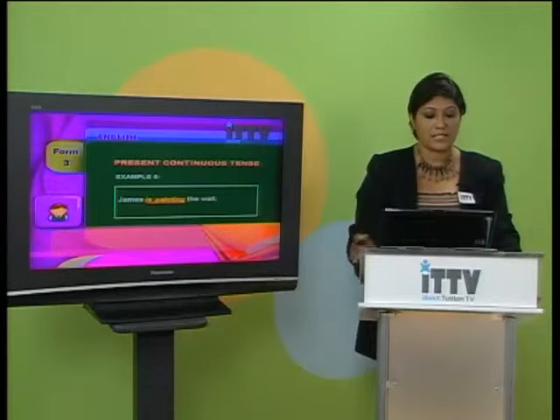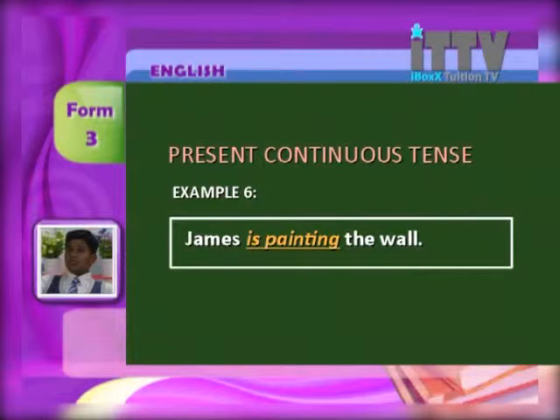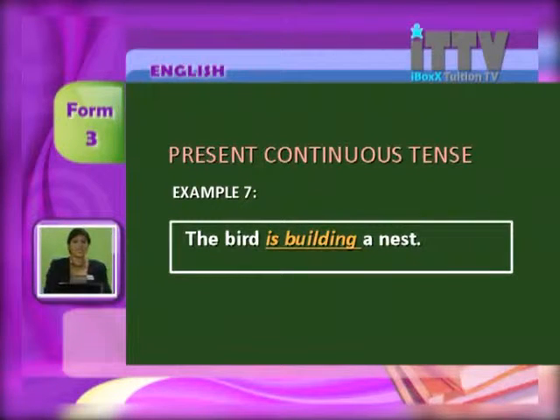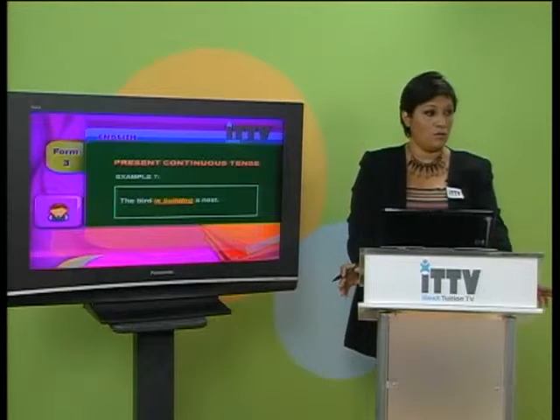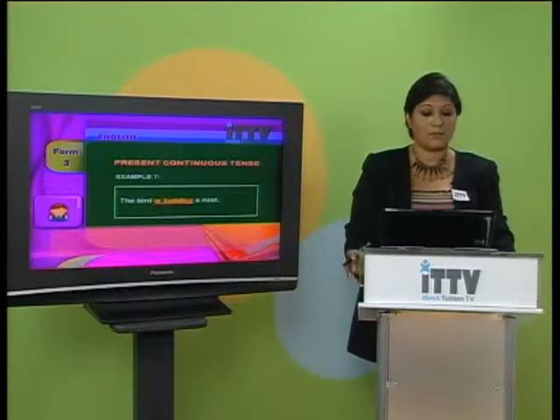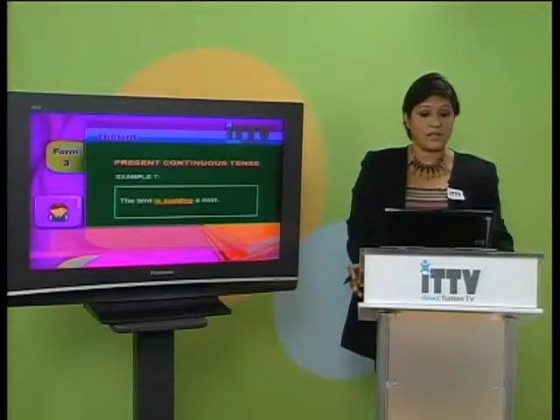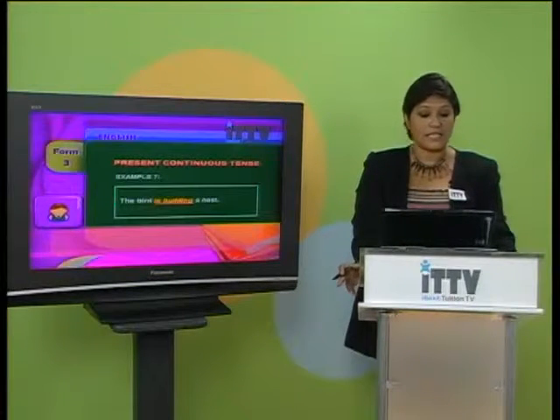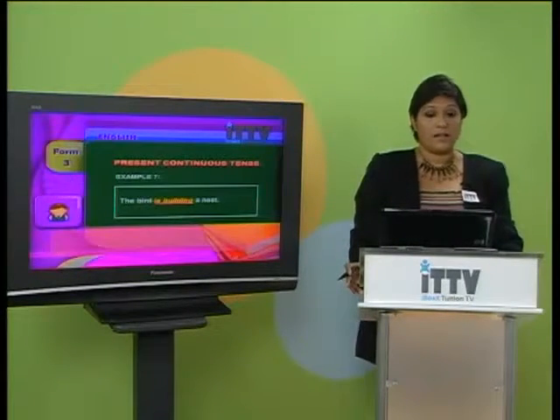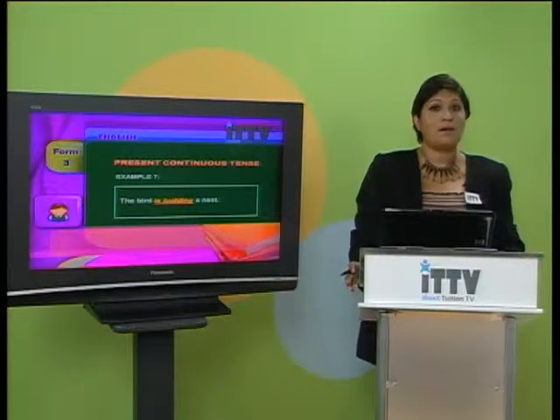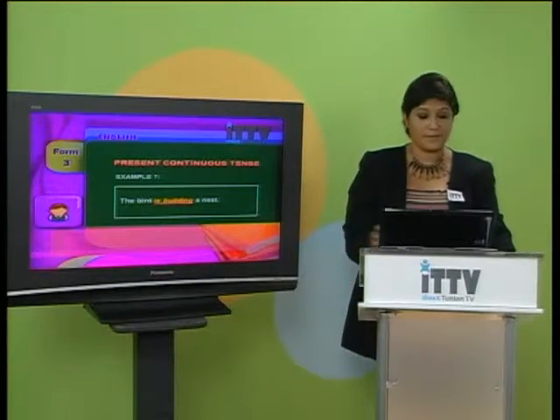Let's go to another example. James is painting the wall. Is painting, present continuous tense. The bird is building a nest. Building a nest also. Of course, the bird is not human, yeah? It's just a bird, an animal. We're talking about an animal now. So it's the same thing. When they are doing something presently, we say it is in the present continuous tense. We use is building. And the continuous tense is shown by ing, obviously, yeah?